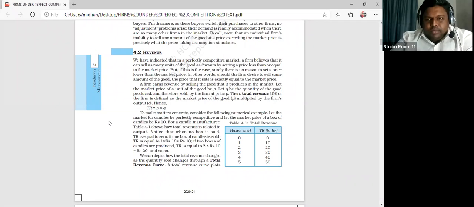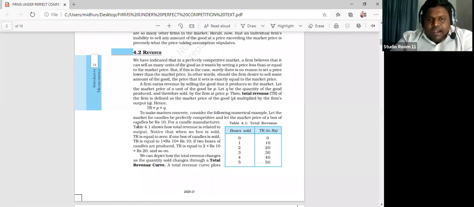Whatever the market condition may be, this is the TR: price multiplied by the quantity sold in the market. Here, to make matters concrete, consider the following numeric example. Let the market for candles be perfectly competitive, and let the market price of a box of candles be rupees 10, for a candle manufacturer.